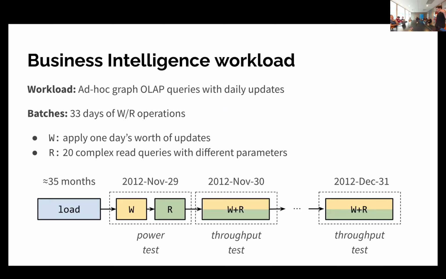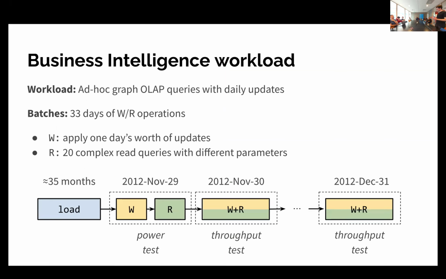Basically what it does, as I mentioned, we take 35 months of data for the initial load. Then we have 33 batches of write and read operations. The way we structured this benchmark was that we first do a power test, meaning we apply 1 day's worth of updates, then run all our queries sequentially. This serves two purposes. We can validate their correctness, and we can also gauge their individual runtimes.